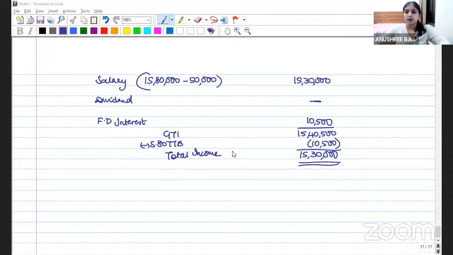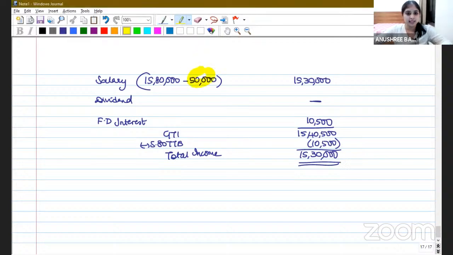Are we clear? Did you understand? Salary income, I subtracted 50,000 because standard deduction. Dividend income we did not consider because it is only remitted to India. Source outside India, received outside India. Remittances and transfers we don't bother. FD interest we taxed because this source is in India. It's received from an Indian bank. And FD interest, as I see senior citizen, so FD interest you will get 80TTB benefit. This is it with question number 2.